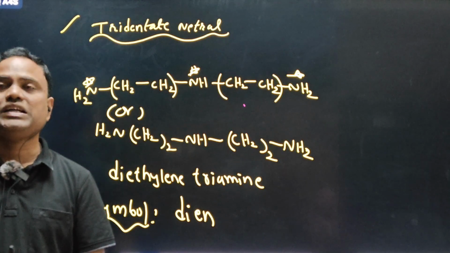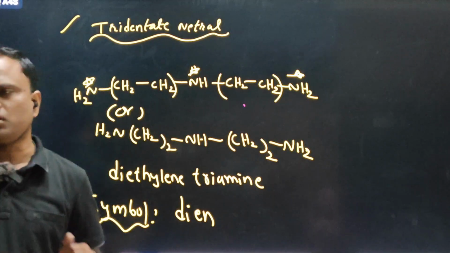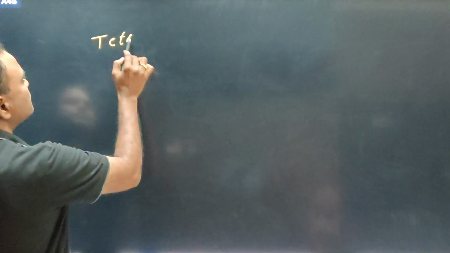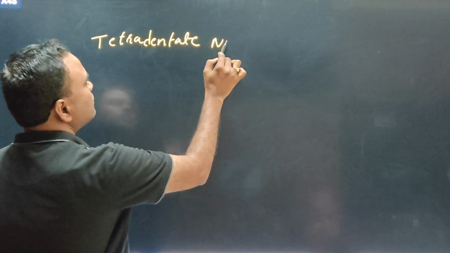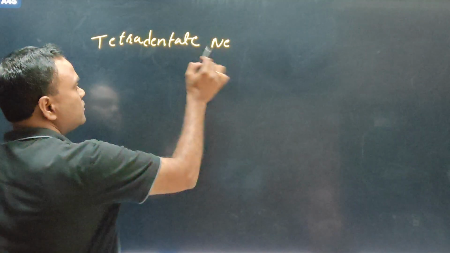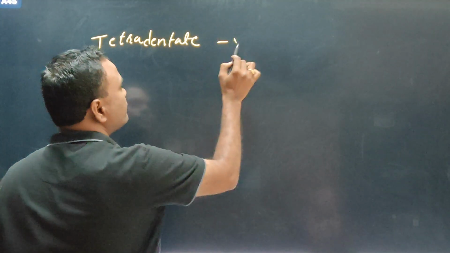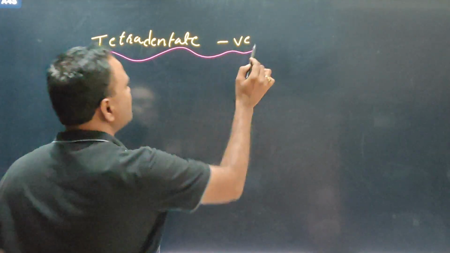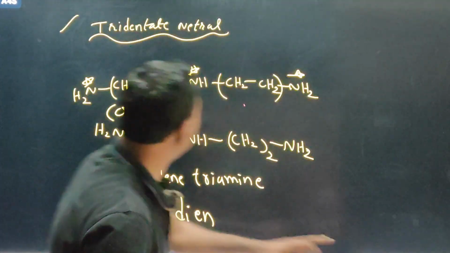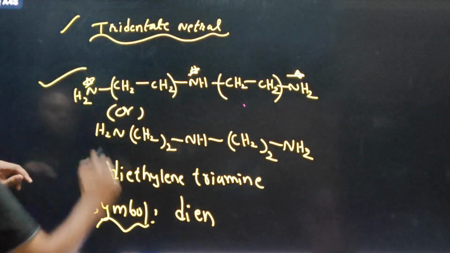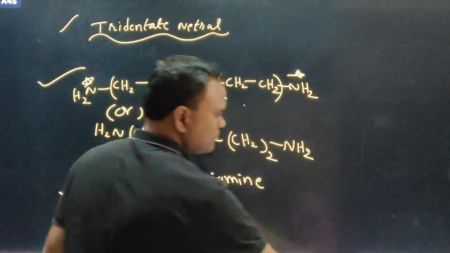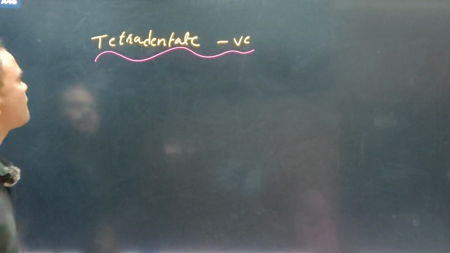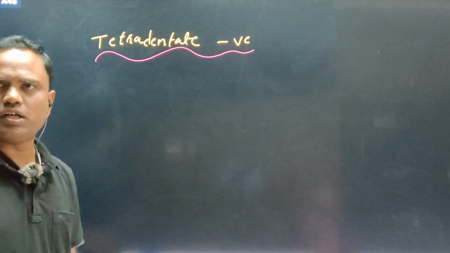Okay. Next, one more example only. Next, tetradentate negative, then tetradentate neutral. First, write tetradentate negative. I am not giving an important symbol for this. Did you give the important symbol for the last one? Give the tick mark for dien. Important. Next, tetradentate negative.